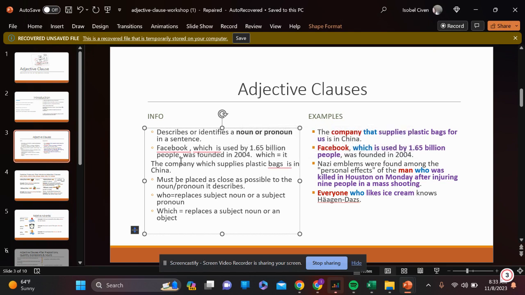You cannot say Facebook, which is used by 1.65 million people. You need to include the verb at the end of the sentence too, right? And that verb is part of the independent clause. All right, so let's take a look at the next slide.